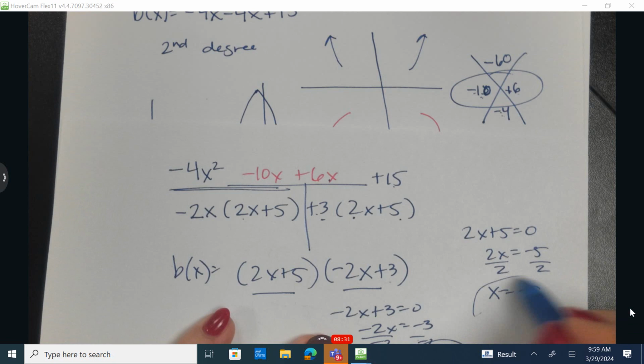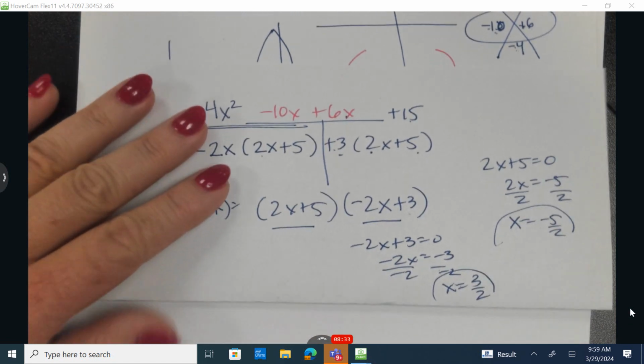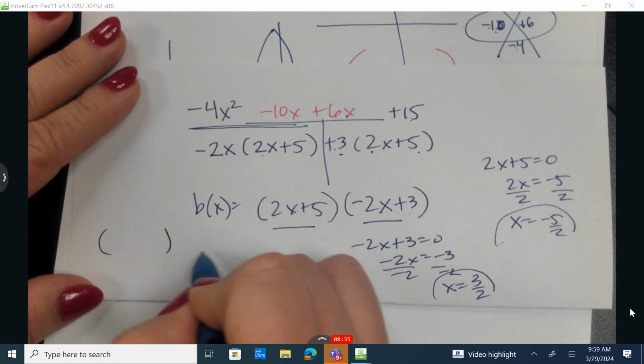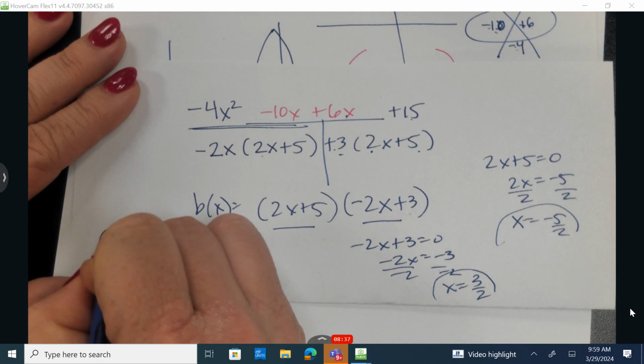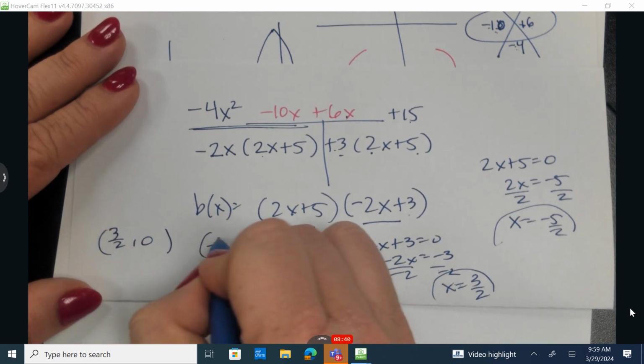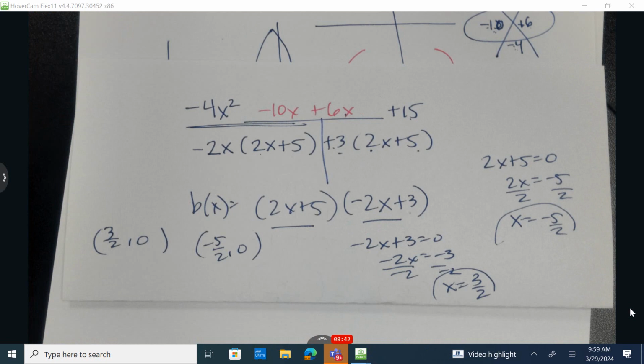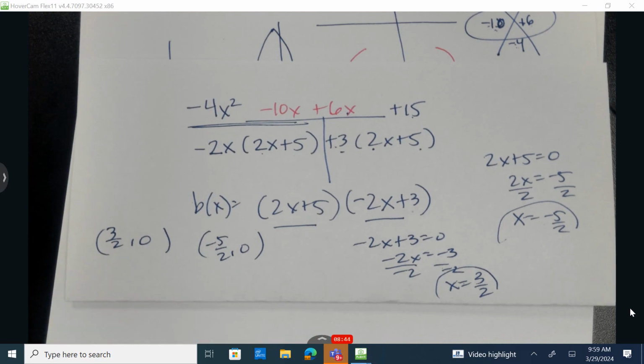So these would be my two zeros, and if I write them as ordered pairs for the x-intercepts, I have (3 halves, 0) and (negative 5 halves, 0). So 1.5 and negative 2.5.